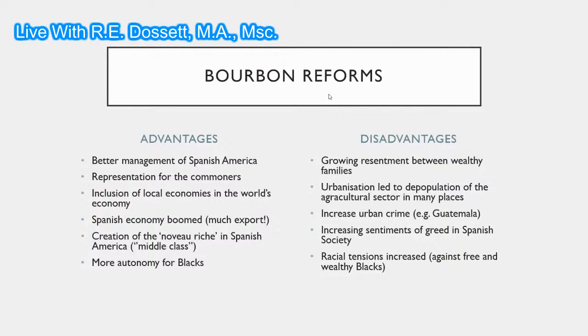Now, urbanization led to the depopulation of the agricultural sector. Because if most of the people move to cities, then most of the farms are abandoned. And if the farms are abandoned, who is going to do the work on the farms? Without the work on the farms, you have no food, you have no export. So you need people on the farms doing the work for there to be an export. But if most people move to cities, then who's doing the work? So slave labor increased. More slaves from Africa were imported to do the work.